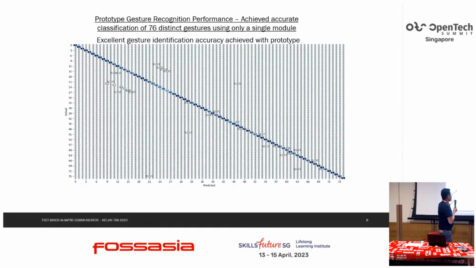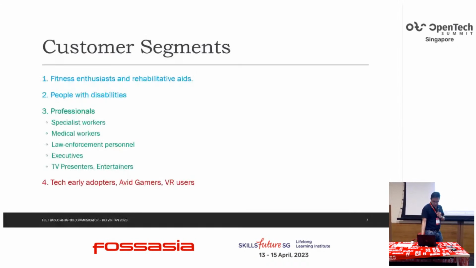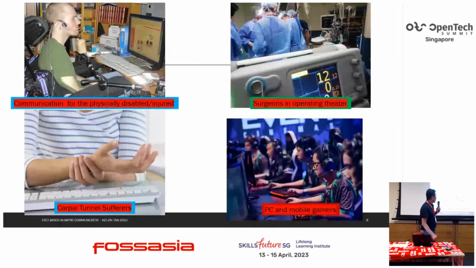So this shows whether the predicted gesture matches the actual gesture by the user. For example, if I tap my feet, that is recognized as a gesture. If I bring my feet to a certain angle, then that is another gesture. Again, the use cases, as I mentioned: people with disability, carpal tunnel sufferers, surgeons in the operating theater, PC and mobile gamers.